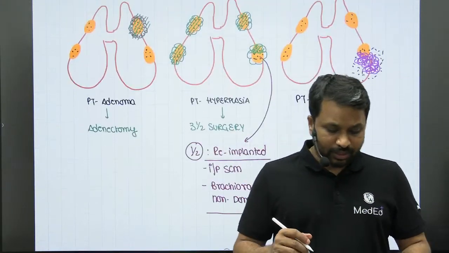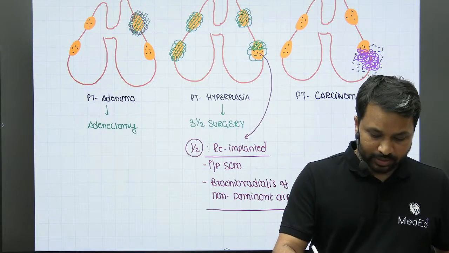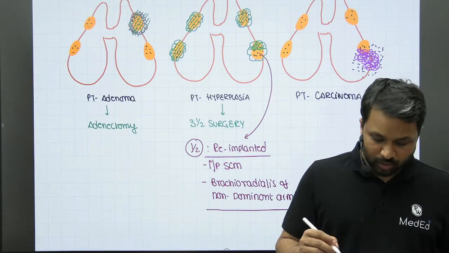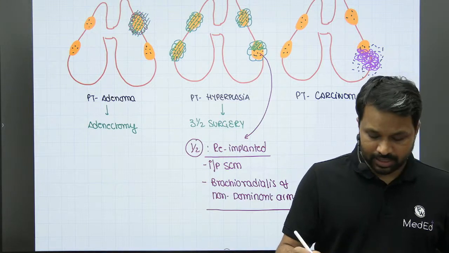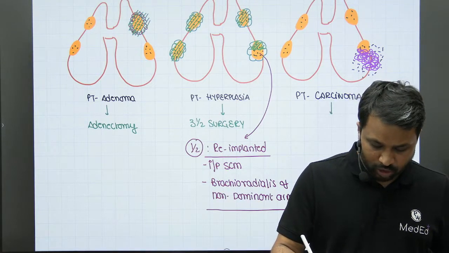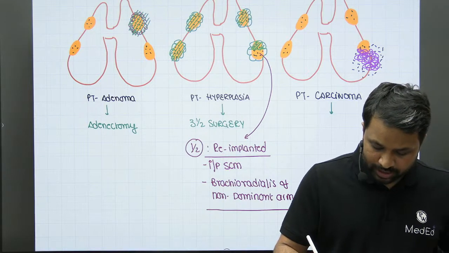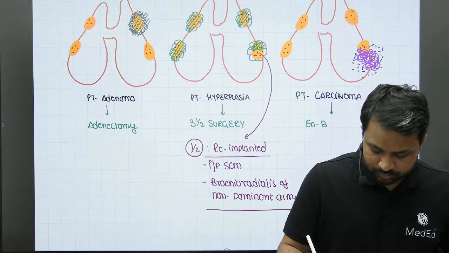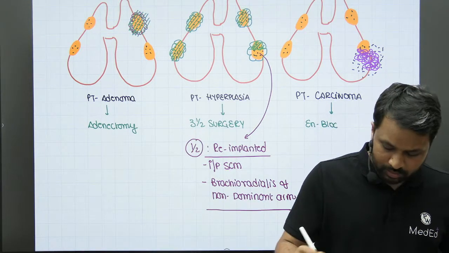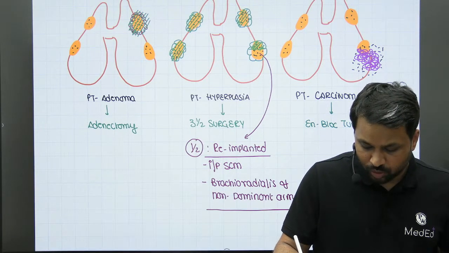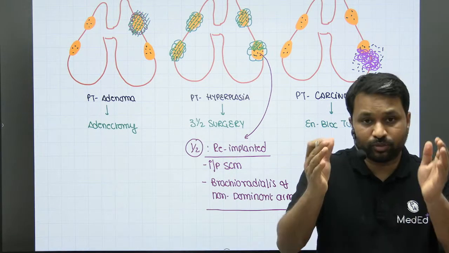And the last one that you have is the parathyroid carcinoma. Again, we'll have a detailed discussion on that as well. But now you have to remember, when you talk about parathyroid carcinoma, if it is an operable malignancy, I will do an en bloc tumor excision. That means you have to make sure that you don't remove it piecemeal. You have to remove it in toto.